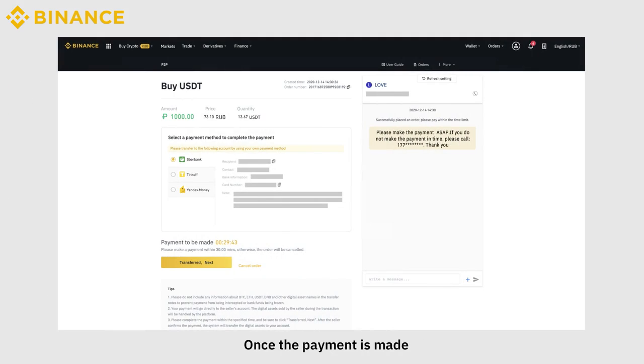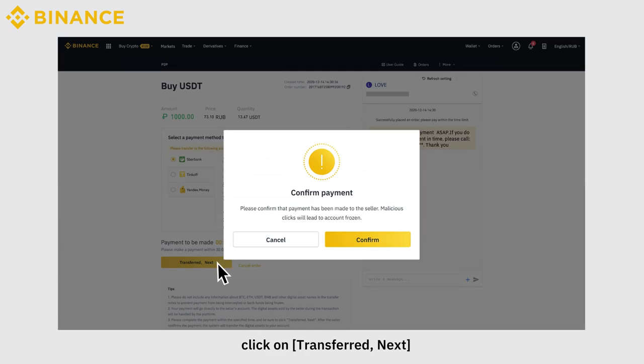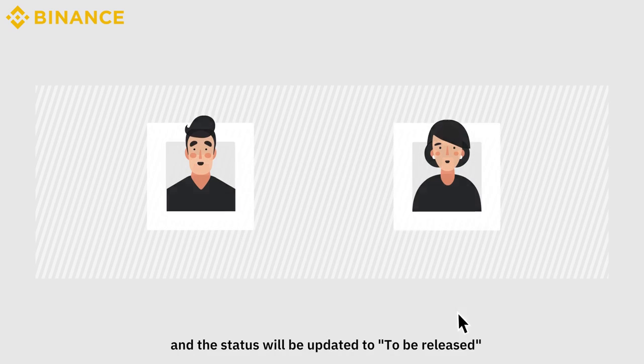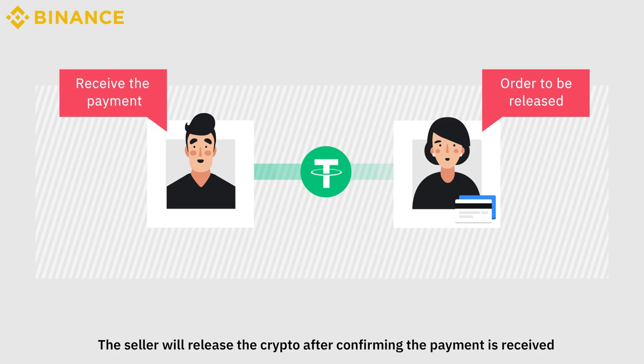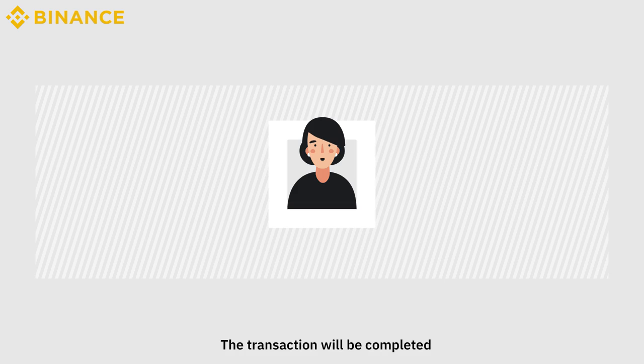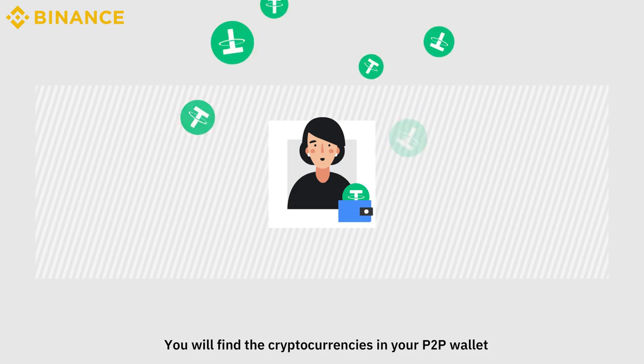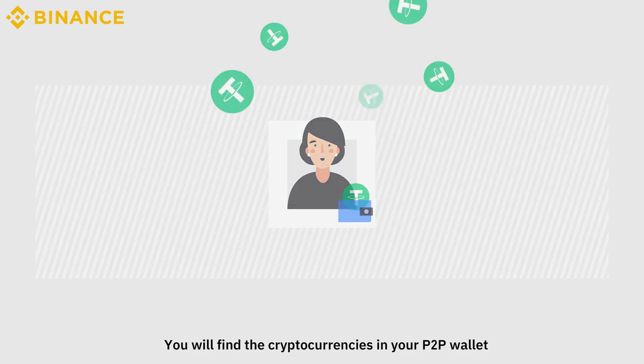Once the payment is made, click on Transferred Next and then Confirm, and the status will be updated to be released. The seller will release the crypto after confirming the payment is received. The transaction will be completed. You will find the cryptocurrencies in your P2P wallet.